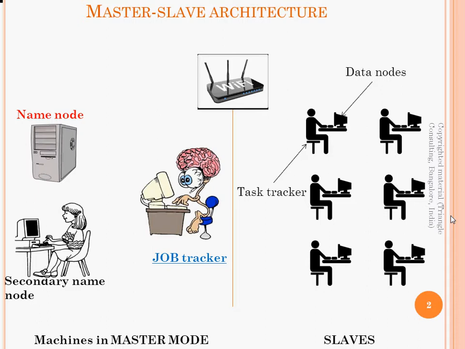Going forward, we're going to try to understand in detail what exactly the roles and responsibilities are of the name node, why it is sitting there, and what the job tracker does, the busy looking guy with huge eyeballs popping out over there. We'll also see what the secondary name node does, and what the data nodes and the task tracker do together.